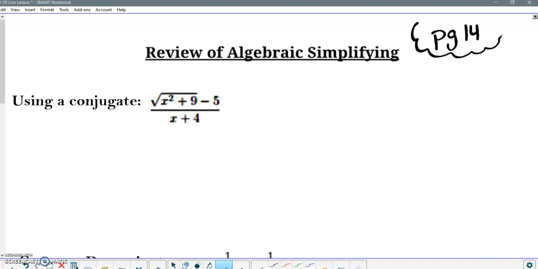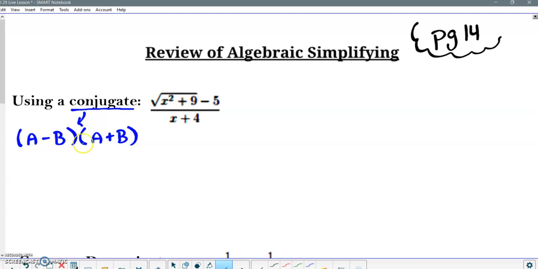Anyway, we're going to kick things off with what usually looks the most intimidating, and that is the idea of using a conjugate. I just want to remind you that we talk about using a conjugate a lot when we talk about the difference of two squares, which basically relates to factors. So let's say you have a factor a minus b, its conjugate is a plus b.